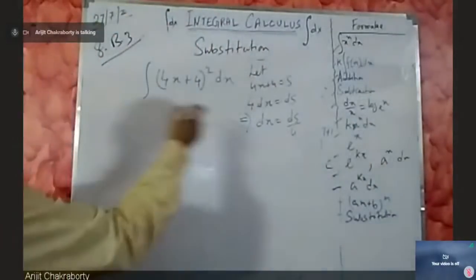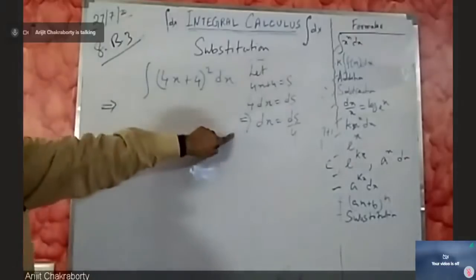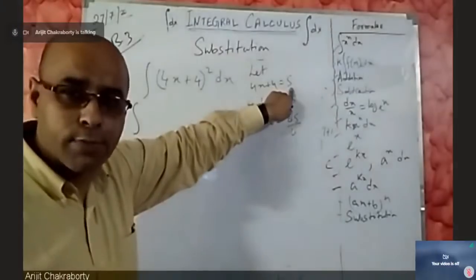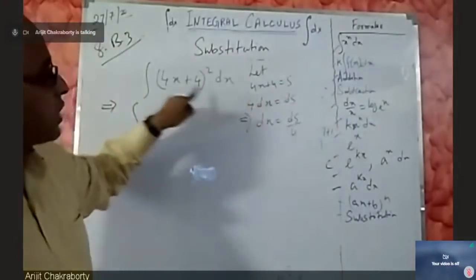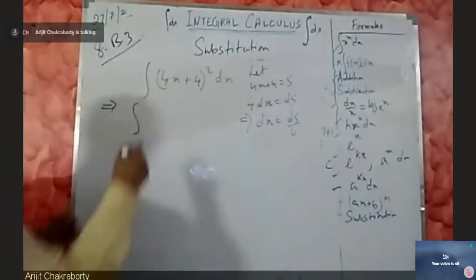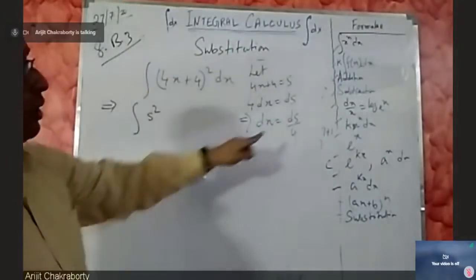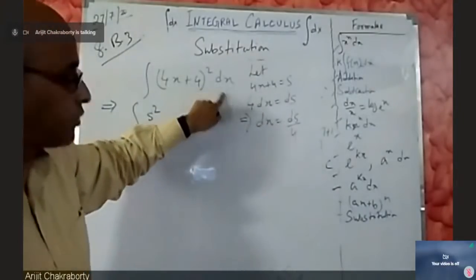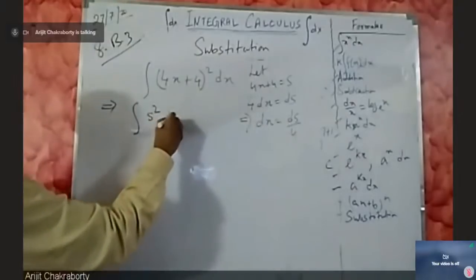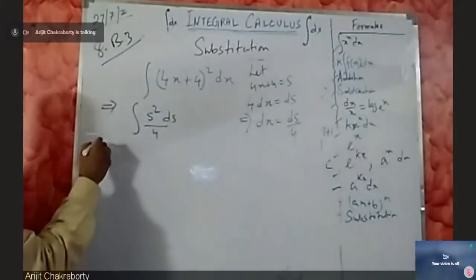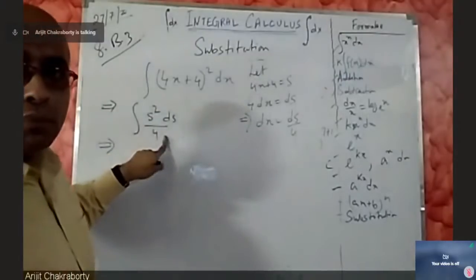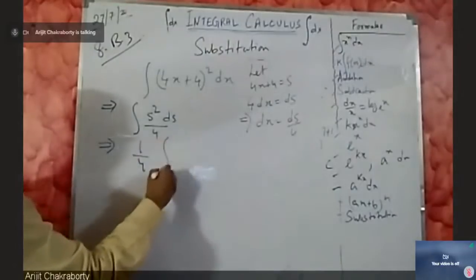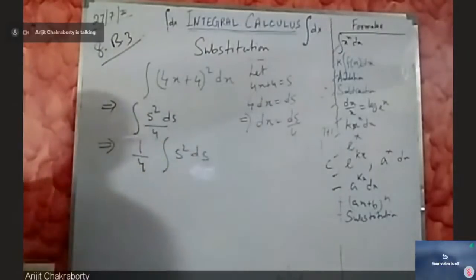That means in the given equation, what do I get? 4x plus 4 is s. So I have substituted that. So this becomes s square. But dx has become ds by 4. So instead of dx, I write ds by 4. This means 1/4 of course, 4 is in the denominator. So 1/4 comes out, it becomes s square ds.